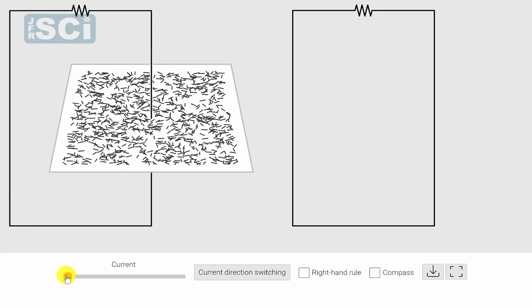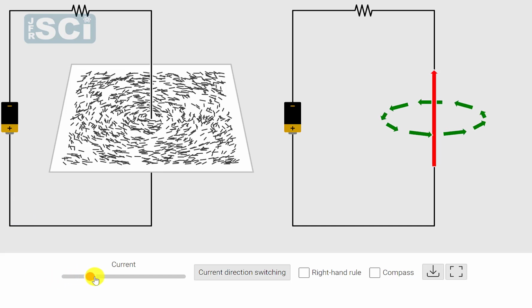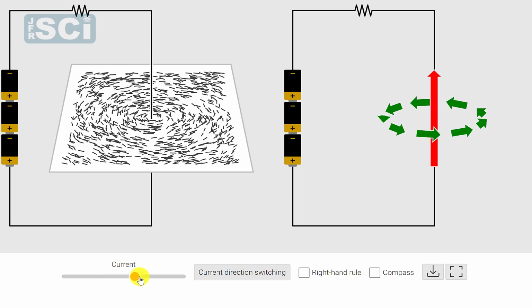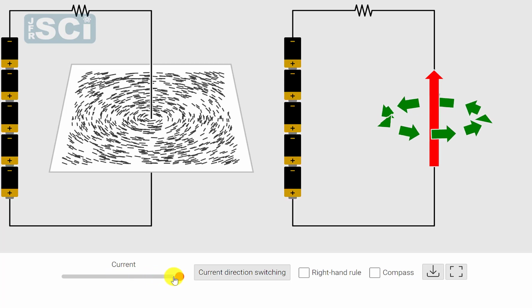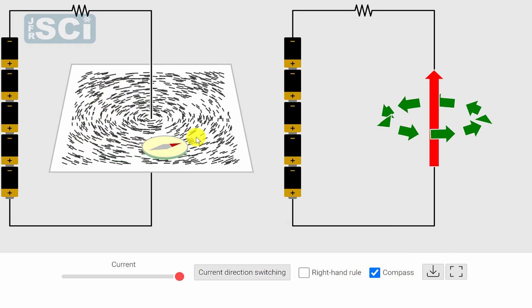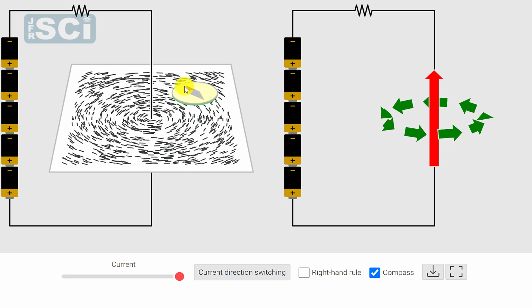So what's going to happen is let's put a current into this wire. So as we increase the current in the wire, you may notice that these iron filings are becoming more and more circular in shape around this wire. So that begs the question, why are they going in this circular pattern? Well, the one thing we can do is we can grab a compass and we can put this compass on that piece of paper, and you can see it does in fact follow this circular path.